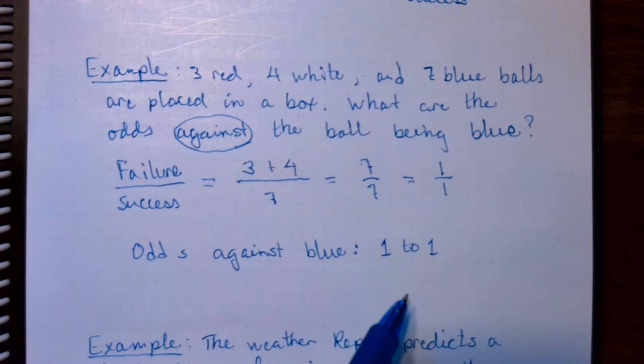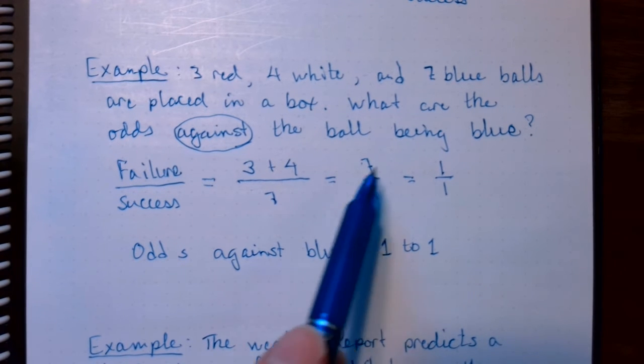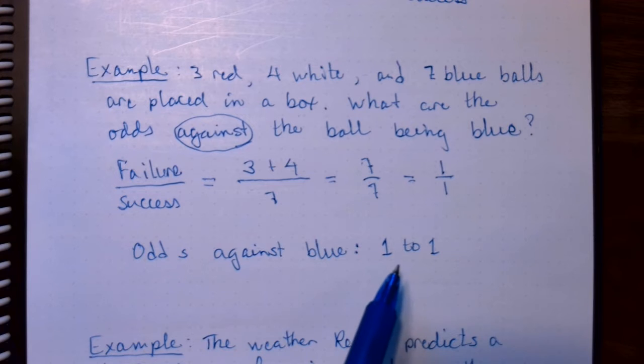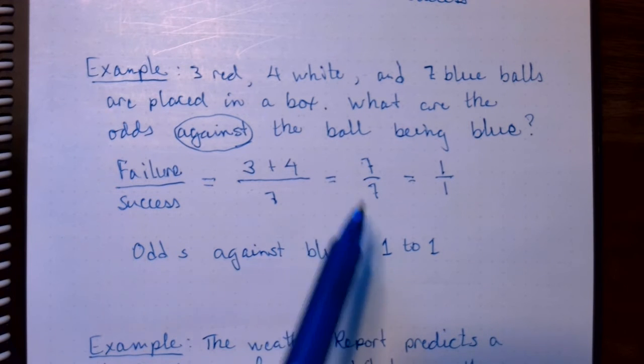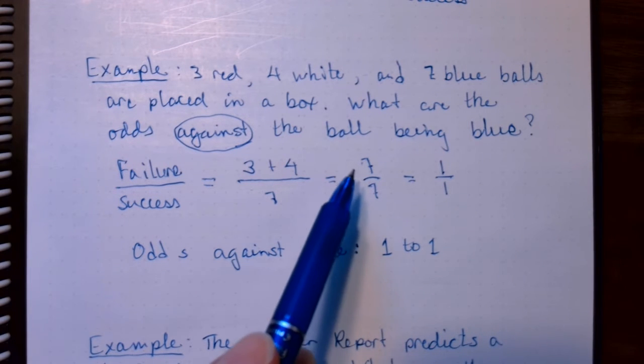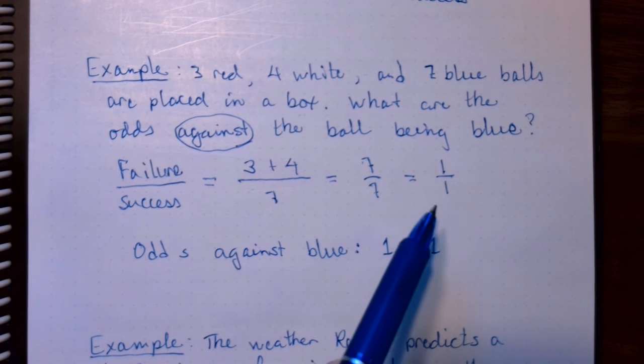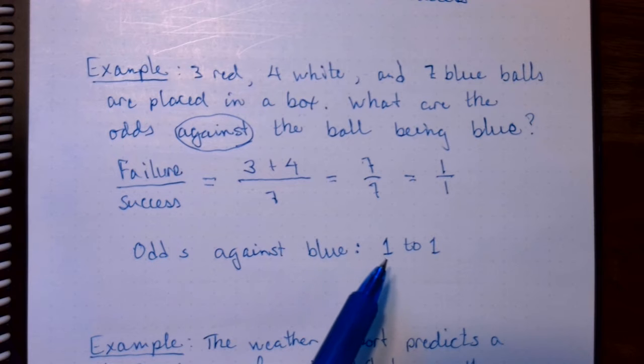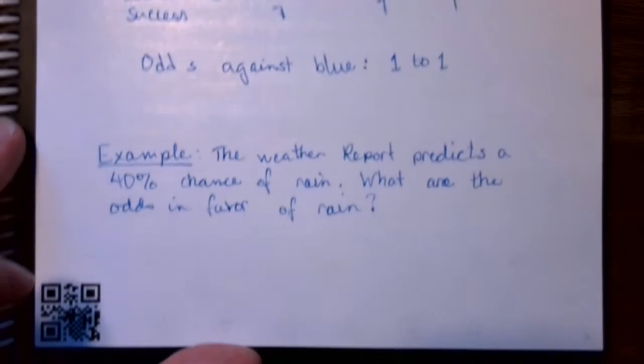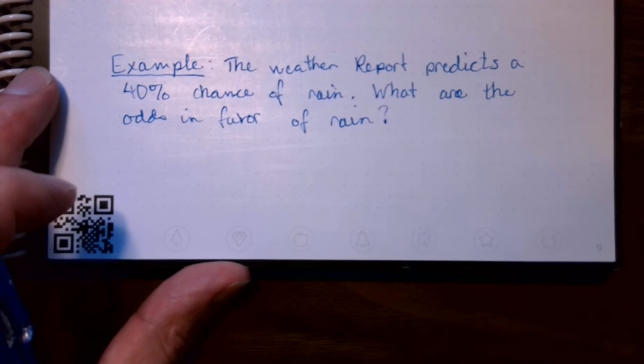Now, probability is usually written as a fraction. Odds are usually written this way. Okay, so I would recommend getting your fraction and then realize, okay, you're going to write it like this. Okay, notice the fraction reduces to 1 over 1, so the odds against a blue ball are 1 to 1.